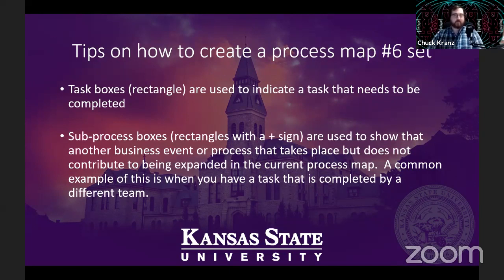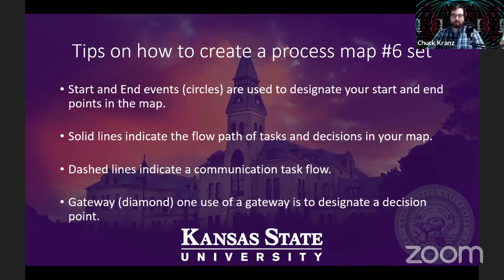Next up, and it's something we touched on earlier, it's sub-process boxes. This is your rectangle with a plus sign. They're used to show another business event or process that's going on or is referenced by your process, but doesn't contribute anything by actually being fully mapped out in your process map. Like we said earlier, you want to narrow scope, and you want to just do one process at a time. And if your process references other processes, you can reflect that using a sub-process box. After that are your start and end events.